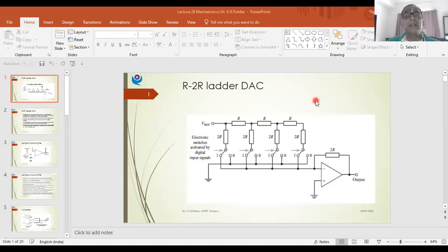Now the second type, that is the R2R ladder DAC. In this type of DAC, or digital to analog converter, that problem of selection of appropriate resistances is sorted out to some extent. If you look at the circuit, this is our familiar op-amp circuit. As you can see, you have the non-inverting terminal which is grounded, and the inverting terminal is provided with the reference voltage.